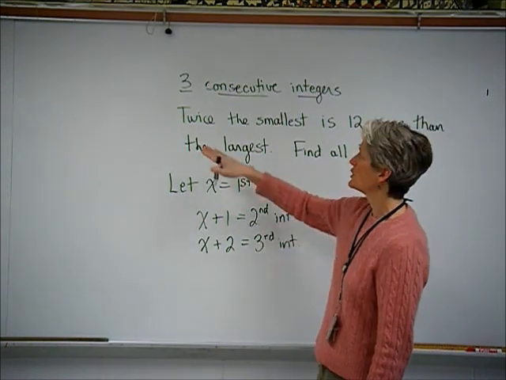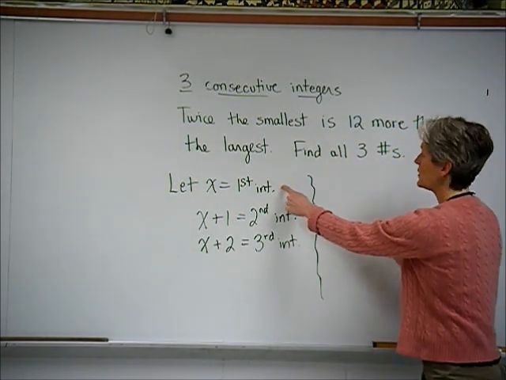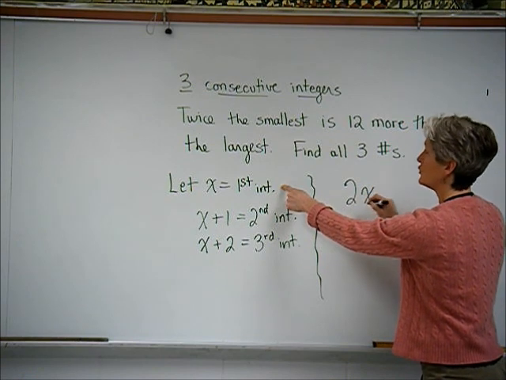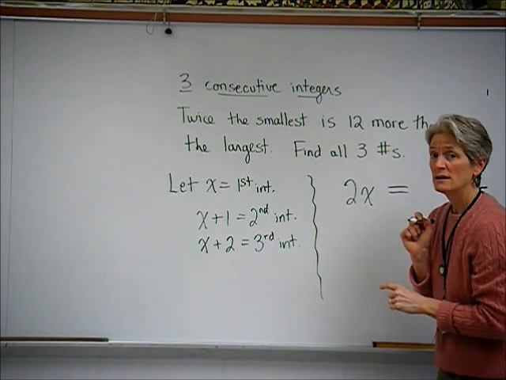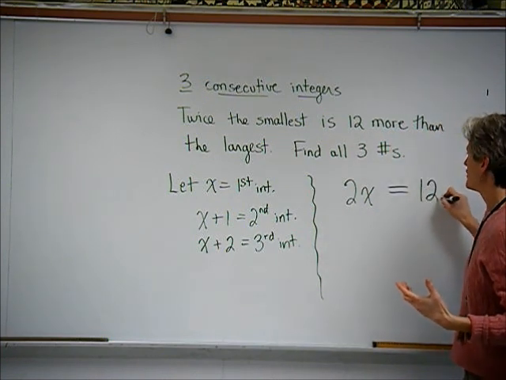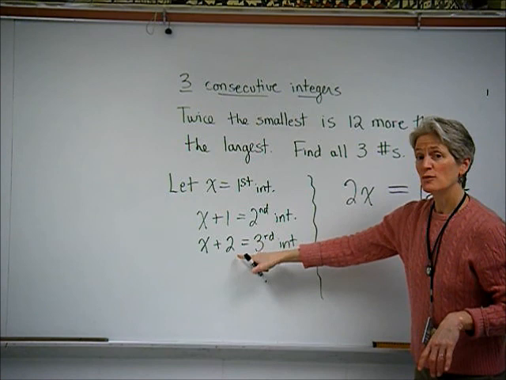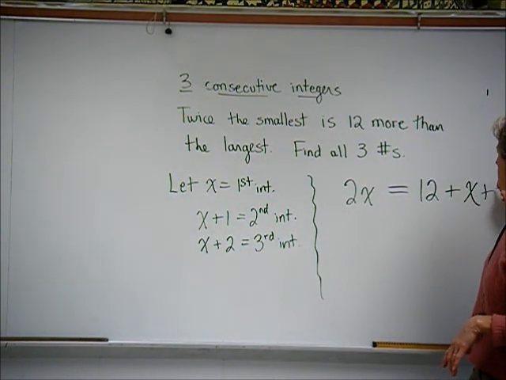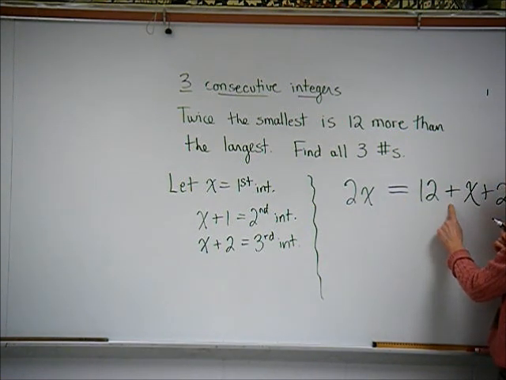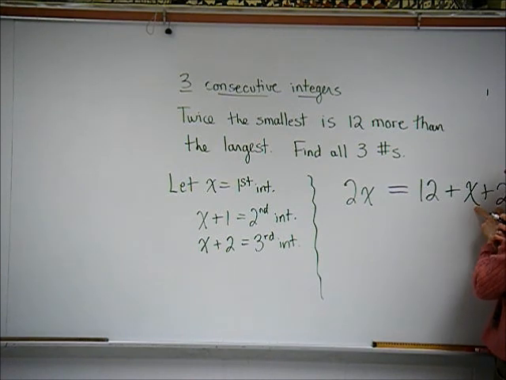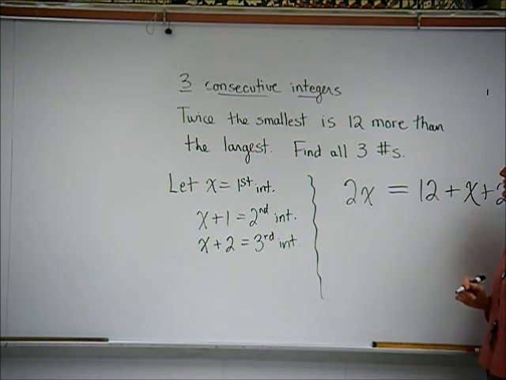All right, so now I use my little clues. Twice the smallest. All right, well, this guy's my smallest. Twice means I'm multiplying that by 2. Is, that's my equals. 12 more than, well, I'm going to add 12 to my thing, so I can do 12 plus. The largest. Well, let's see, the largest would be my third integer there. x plus 2. Is that okay? Twice the smallest is 12 more than the largest. I could have also done x plus 2 plus 12. It doesn't really matter. That's that commutative property that says I can do it in any order I like.